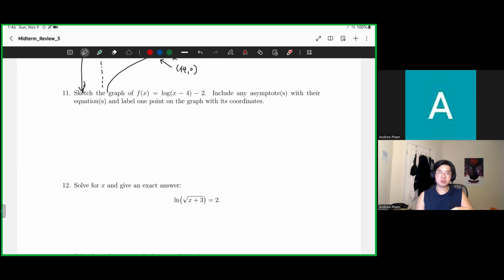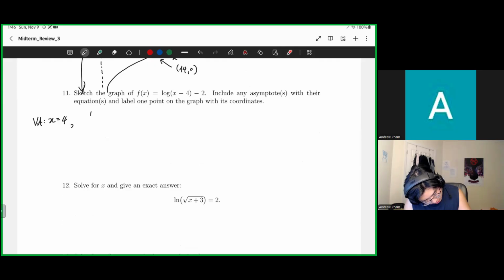11. We're also sketching another log graph. Here, f of x is log of x minus 4, minus 2. So there's a shift right 4 units again. So your VA is at x is equal to 4.